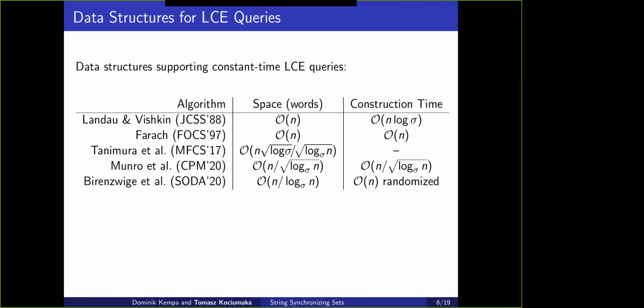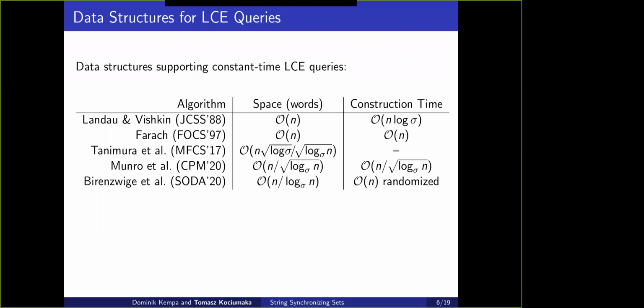Then an early version of the paper, an archived preprint of the paper which is going to follow my talk at this CPM, implicitly gave some improved LCE data structures. Namely, it allows shaving a square root of log base sigma n factor both in the space complexity and in construction time. So this is the square root of what we would ideally like to shave.